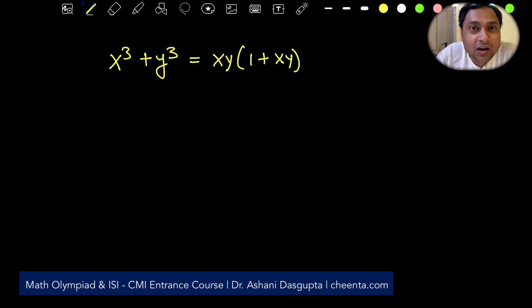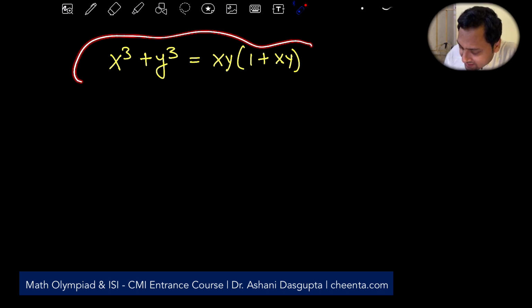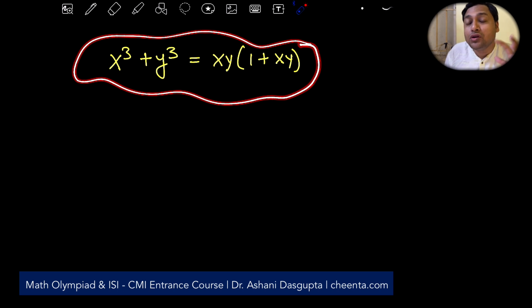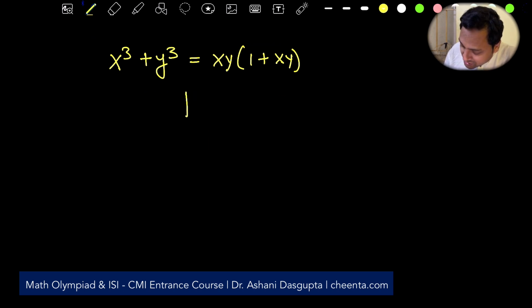Today we will be working on a problem from coordinate geometry. This problem will help us understand how to look at higher degree polynomials, just like this one, x cube plus y cube equal to xy times 1 plus xy. How to look at polynomials like this and figure out what shape they represent.